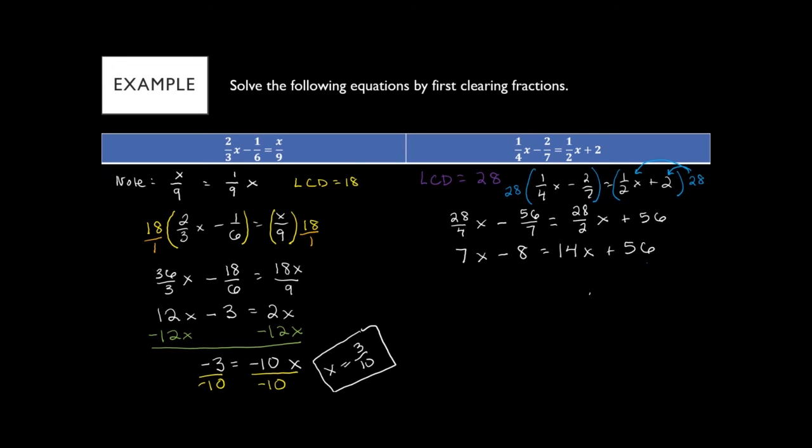So that means I need to subtract 14 from both sides, or the 14x. So I'm going to subtract 14x. So 7x minus 14x is negative 7x. Then I have minus 8 equals 56. So now I'm going to add 8 to both sides.